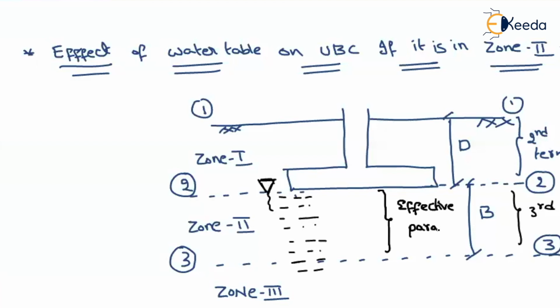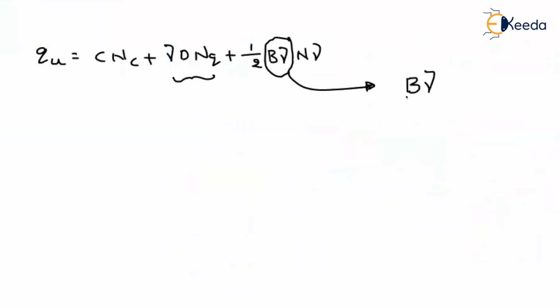As it is simple, that's why I told you to consider the water table at level 2. The entire depth B is under submerged condition and you have to take the effective parameter. As we have seen, throughout the depth B you have the water table. That's why instead of considering gamma, you have to consider the effective, that means the submerged weight. What is the submerged weight? Gamma dash. That means the equation will become in terms of B into gamma dash.